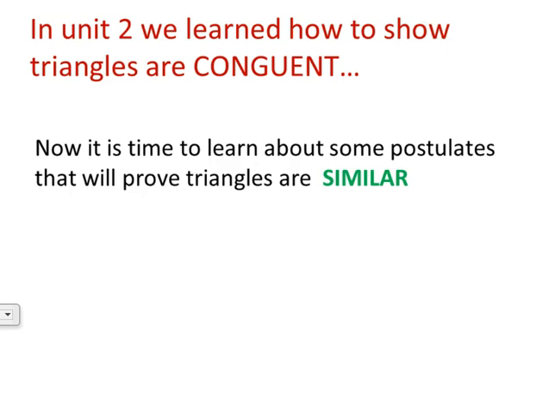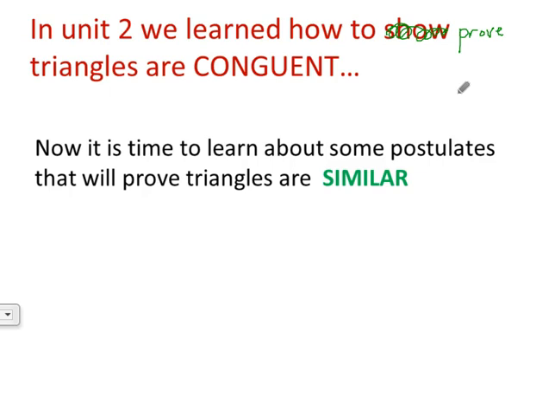So in Unit 2, we learned how to prove that triangles are congruent. We know that all the corresponding sides and all the corresponding angles must be congruent. And we learned a couple shortcuts, right? We learned side, side, side, side, angle, side, angle, angle, side.